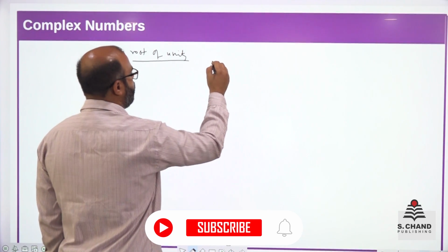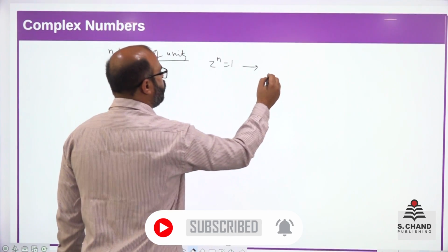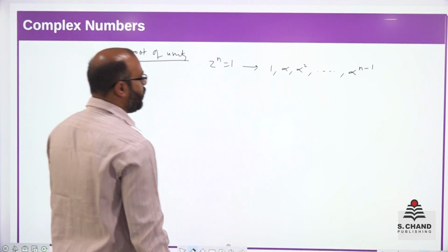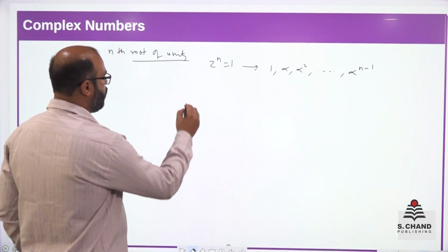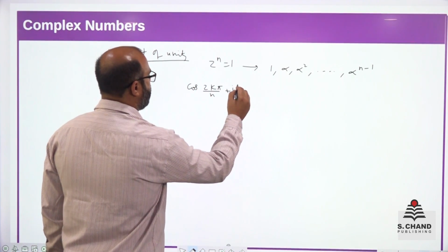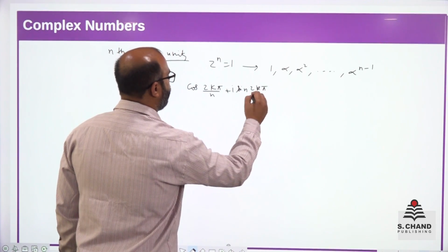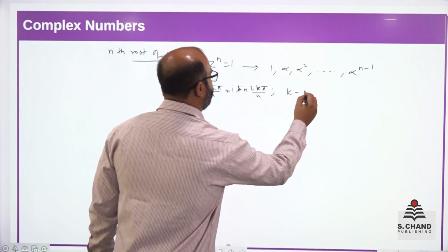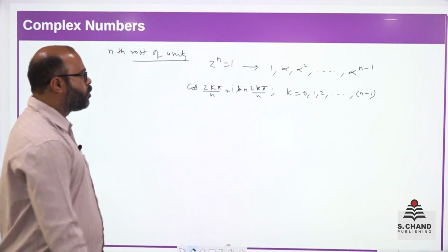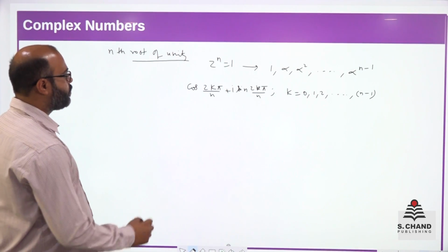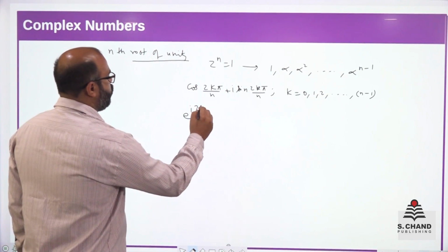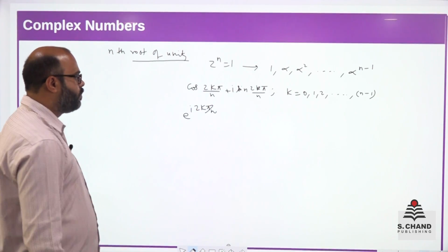The equation z to the power n equal to 1 has roots 1, alpha, alpha square, till alpha to the power n minus 1, and these values are cos 2k pi by n plus iota sin 2k pi by n, where k varies from 0, 1, 2 till n minus 1. So these are nth roots of unity. Further, you can also write it as e to the power iota 2k pi by n in Euler form.